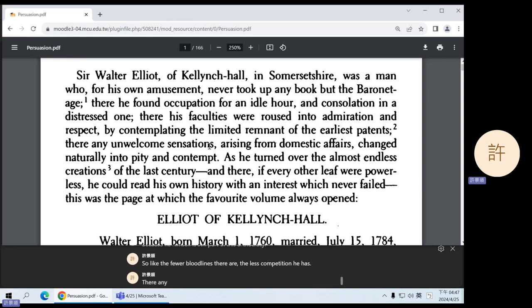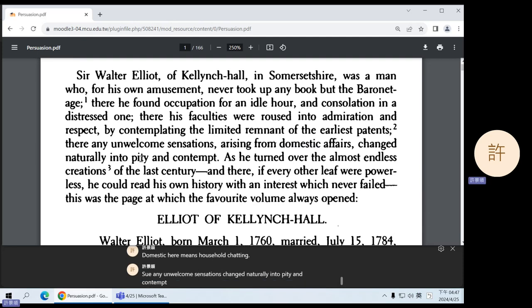There, any unwelcome sensations arising from domestic affairs. Domestic here means household. 家庭事务. Any unwelcome sensations changed naturally into pity and contempt. Pity here is a good thing. It's sympathy. As he turned over the almost endless creations of the last century, creation is when the king creates a new title. And there, if every other leaf were powerless, he could read his own history with an interest which never failed. Leaf means page. Every other leaf means every second page.